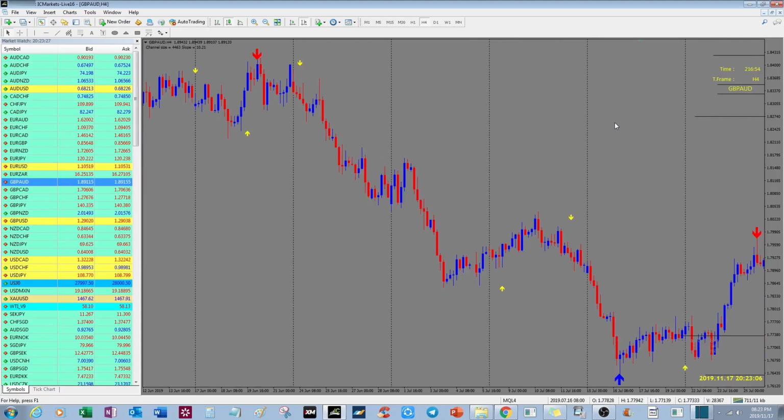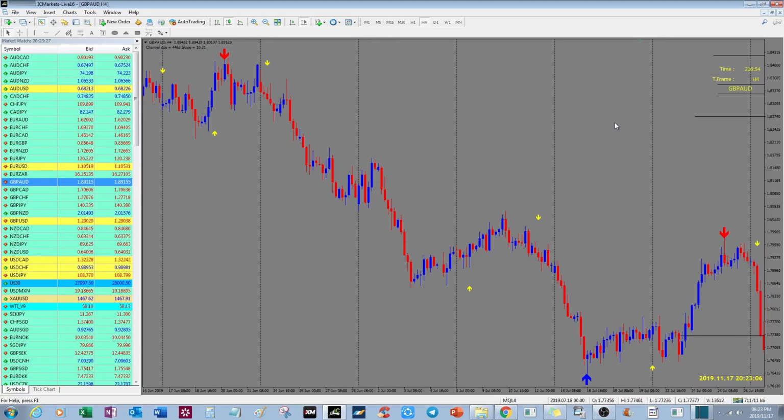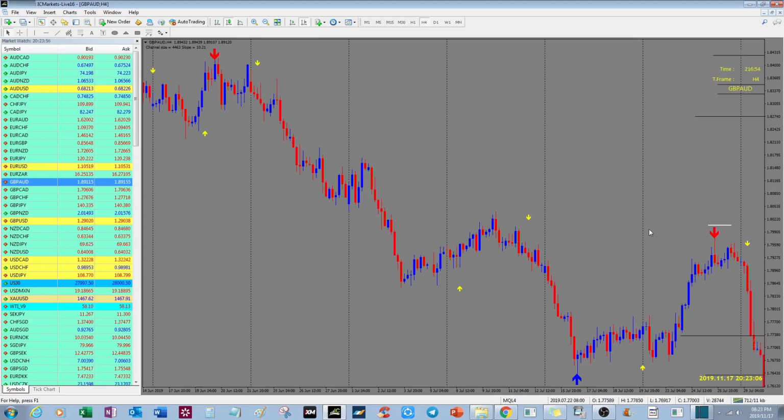Okay, there's our big arrow. We're waiting for the little one to form. There we go. So what we do here is our stop loss is going to go there, and our entry must probably be here. That's a hell of a big stop loss, 164 pips, but obviously it's on a 4 hour. Let's just move forward and see what happens.